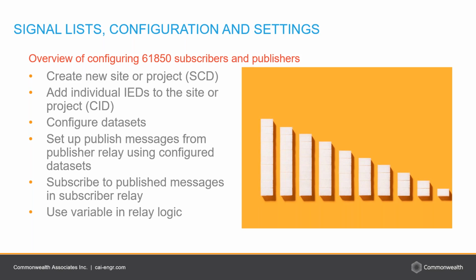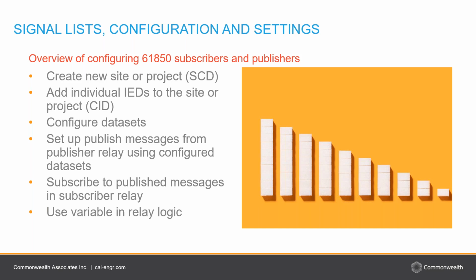Once you configure that data set, you set up the publish messages from the publisher relay using that data set. So you say, okay, I want to publish this data set out onto the network, and I want to make sure that it includes XYZ piece of information when it is published.